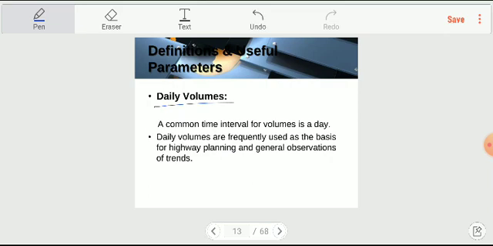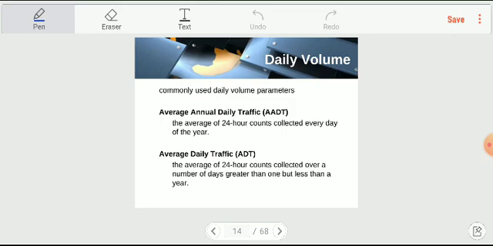This is the daily volumes. A common time interval for volumes is a day. Daily volumes are frequently used as the basis for highway planning and general observations of trends. Commonly used daily volume parameters are the average annual daily traffic volume, which is AADT, the average of 24-hour counts collected every day of the year.